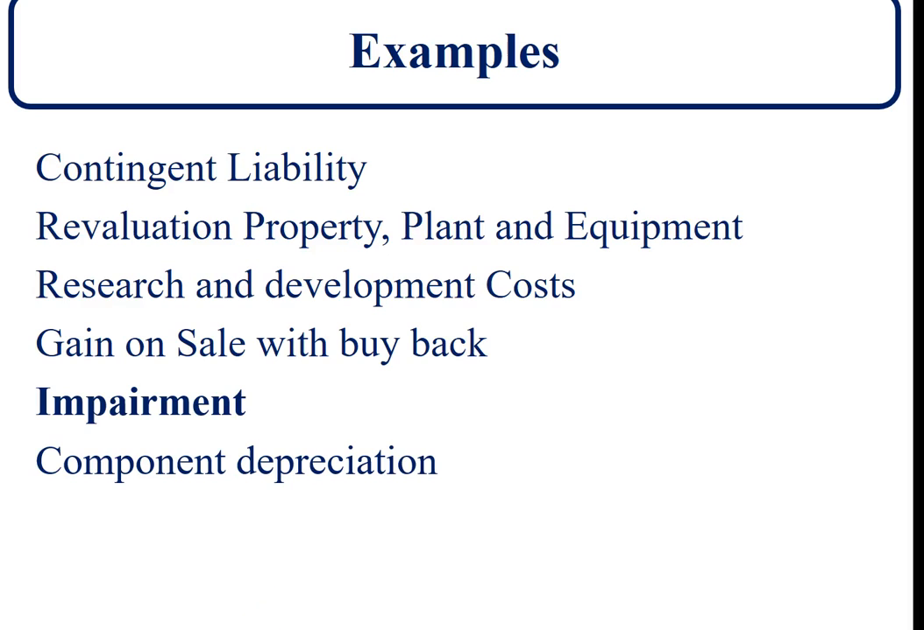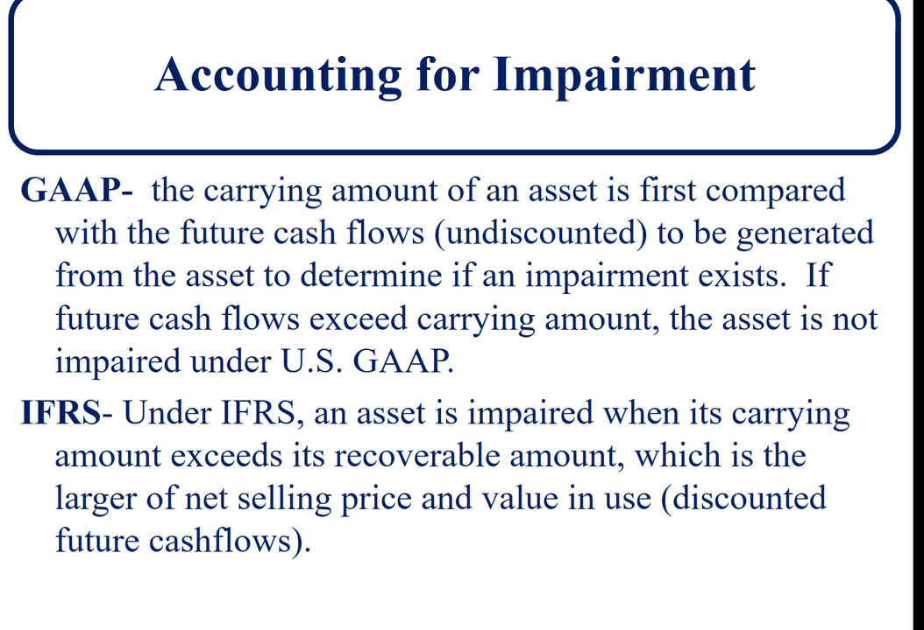In this presentation, we're going to look at impairment and the difference in treatment between GAAP and the international standard. We're going to look at the journal entries as they would appear based on the method used, the rules that apply, and then we'd look at the adjustments on the working papers. Okay, here are the ground rules.